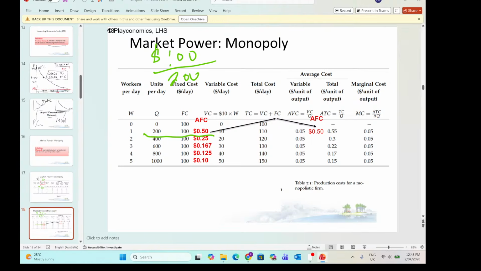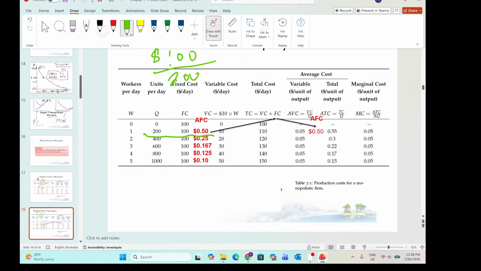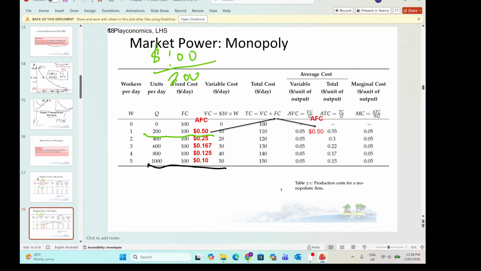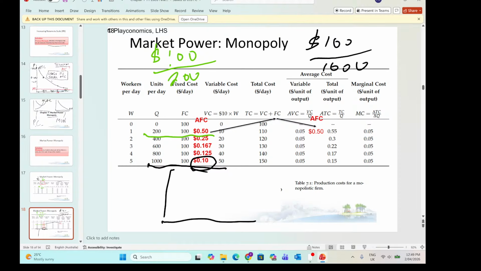There's 5 cents. But then when we expand our output, think about what's happening to our fixed cost. If we come down to the bottom line, I have the same fixed cost, but I'm now dividing it by 1,000. So now our cost is 10 cents. So you can see that this is where the shape of our natural monopoly average cost curve is coming from. It's getting lower and lower and lower because so much of our cost is fixed cost.